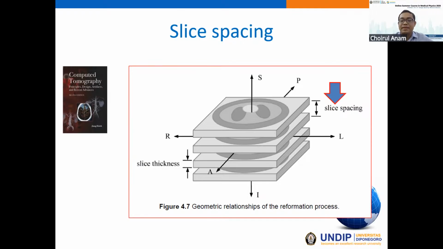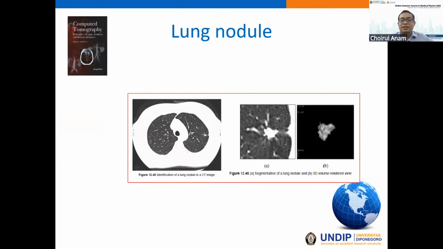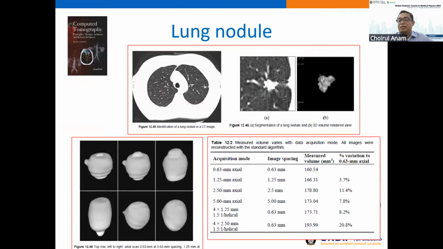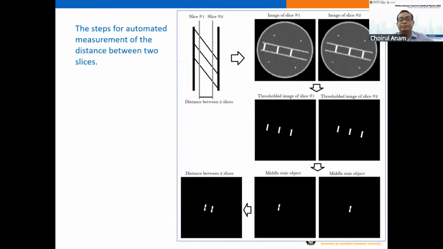Okay, this is the example: the impact of slice spacing on the accuracy of the volume of the lung nodule. So we can see here, if we use a small slice spacing, then the volume accuracy gets better.